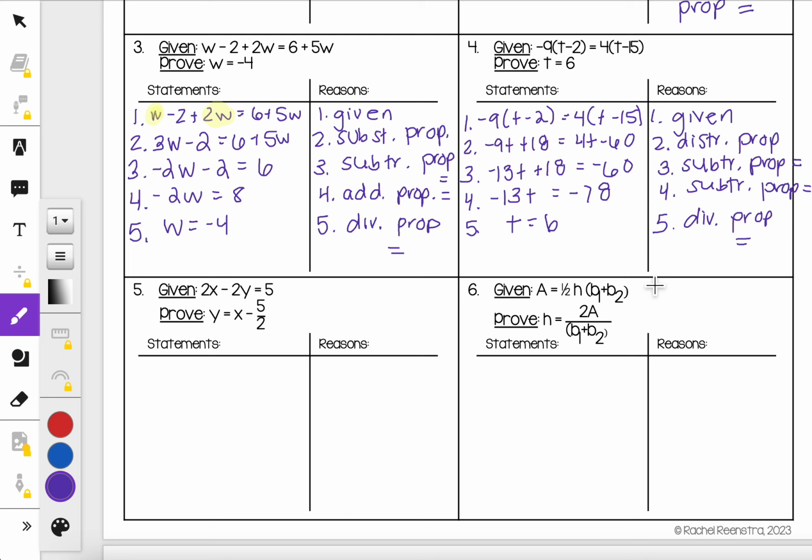Now, for the last two, we're getting into some literal equations where we have more than one variable. Again, it's the same idea. So I'm going to start with my given. So 2x minus 2y equals 5. And here we want to solve for y. So if I wanted to solve for y, the first thing I'm going to do is subtract 2x from both sides. So I have negative 2y equals negative 2x plus 5. So that's subtraction.